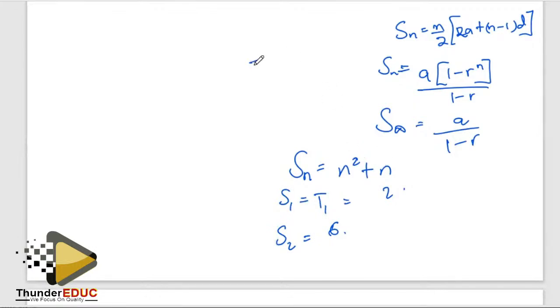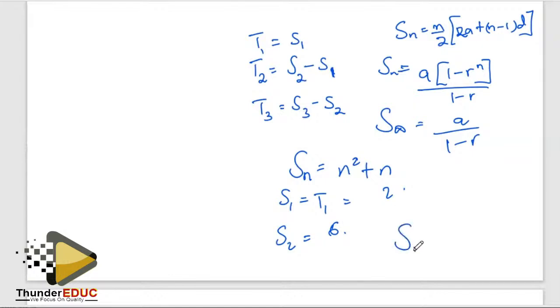What this means is that for us to get, let's say, the second term, you must get the sum of the first two terms minus the sum of the first term. For us to get T3, we shall get the sum of the first three terms minus the sum of the first two. But what we know is that T1 is equal to S1. Okay, so what this means is that T of n is equal to S of n minus S of n minus 1.